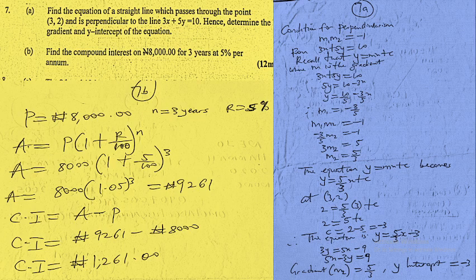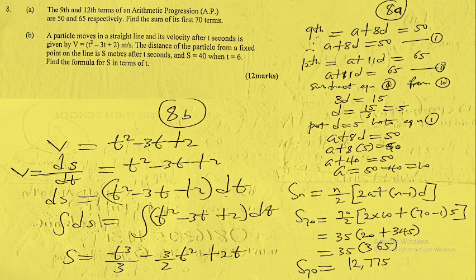Let's jump to question number 8. Question number 8 also is on arithmetic progression. That is a question series. Question 8 is on arithmetic progression, and the question says that the 9th term and 12th term of an arithmetic progression, AP, are 50 and 65 respectively. Find the sum of its first 70 terms.